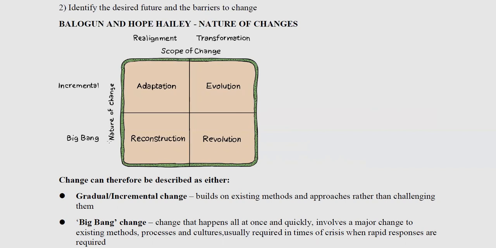If the change is one-off or a big bang and it requires a realignment and not so major a change, it becomes a reconstruction, meaning we are trying to reconstruct some of our methods or re-engineer some of our methods. And when it's a big bang and it's a transformation, then that change means that it's a one-off change and we are changing our culture and existing systems once and for all, which becomes a revolutionary change. This one is difficult to implement as it changes everything. Okay, so that is what you should know for Balogun and Hope Hailey and the nature of changes.